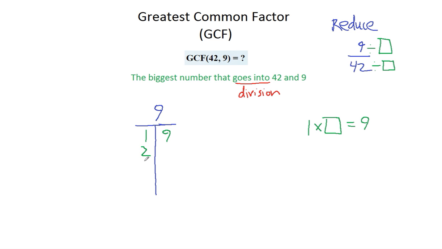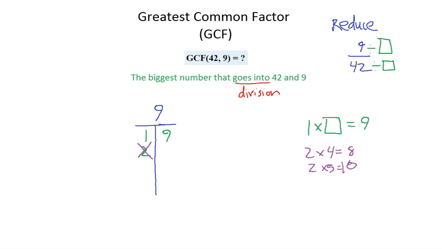But 2 does not go into 9. I know that 2 times 4 would give me 8, and, excuse me, 2 times 5 would give me 10. And I've passed over 9. So I'm not allowed to use fractions or decimals here. It has to be whole numbers. So 2, I wrote it down, but it doesn't work. So I'm going to cross it off.